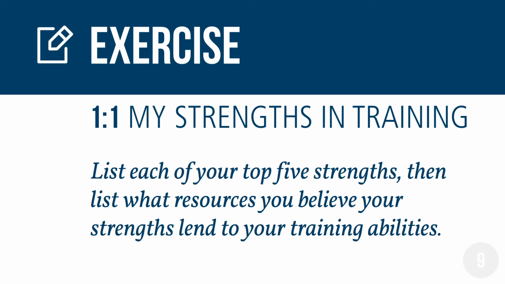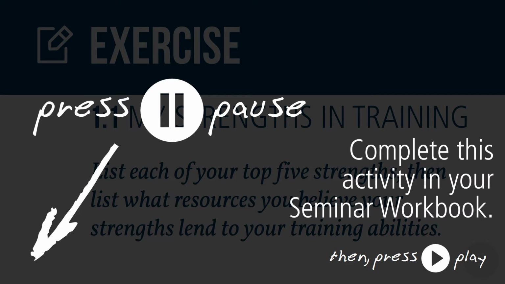So let's complete an exercise, My Strengths in Training. List each of your top 5 strengths through the Clifton Strength Finder process. Then, list what resources you believe your strengths lend to your training abilities. If you don't have the Strength Finder resource available to you, consider what you're good at and list them as your strengths. Then list the resources you believe your strengths lend to your training abilities. Press pause now and complete this activity in your seminar workbook. When you are finished, press play to continue the seminar.